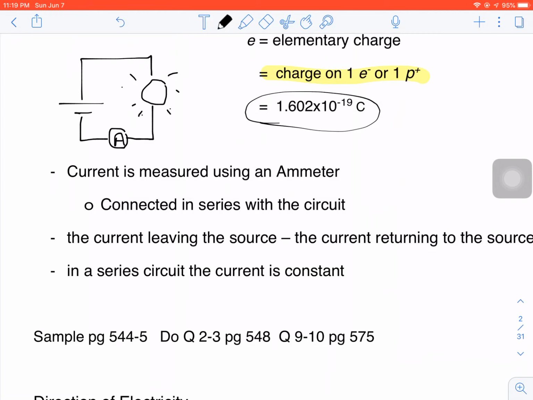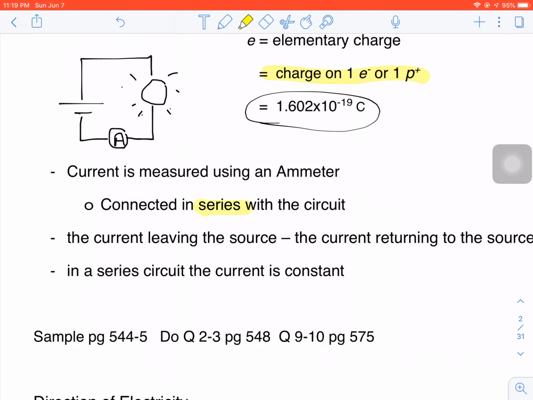I can stick an ammeter there along that piece of wire and say how fast the electrons would be moving past this ammeter as they're moving through the circuit. Okay, so that's how we measure with an ammeter. We measure it in series. I don't know if you remember that word series from grade 9, but a circuit that's in series means electrons only have one path, right?